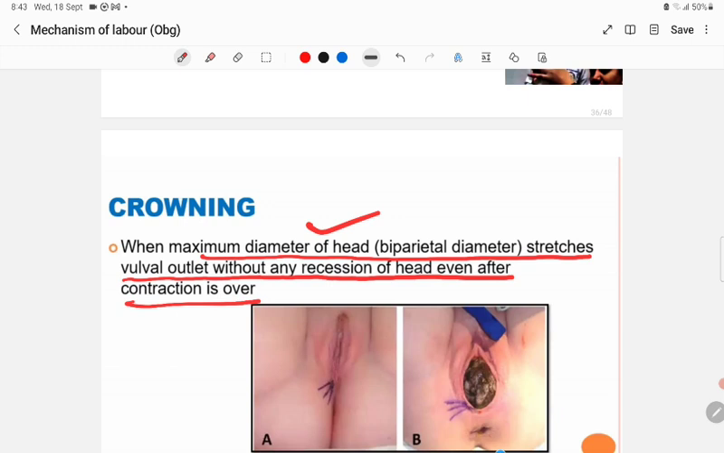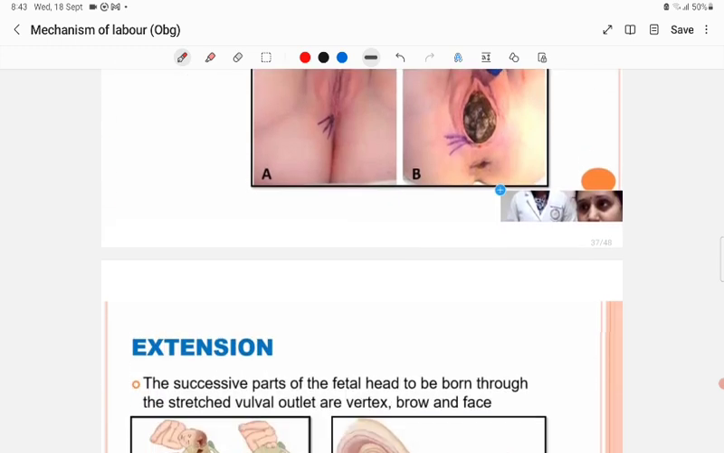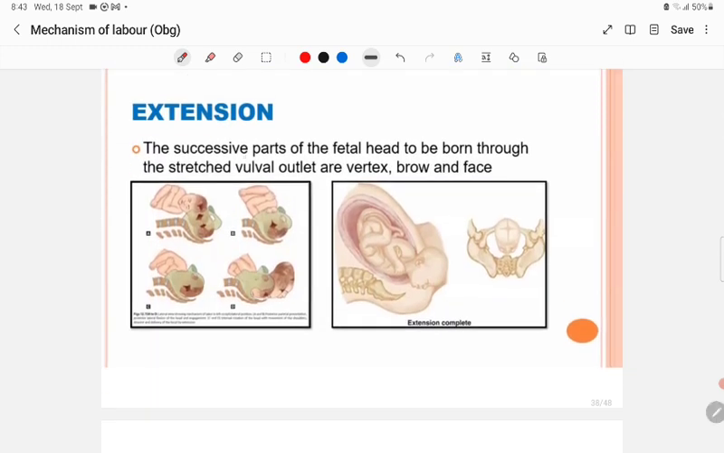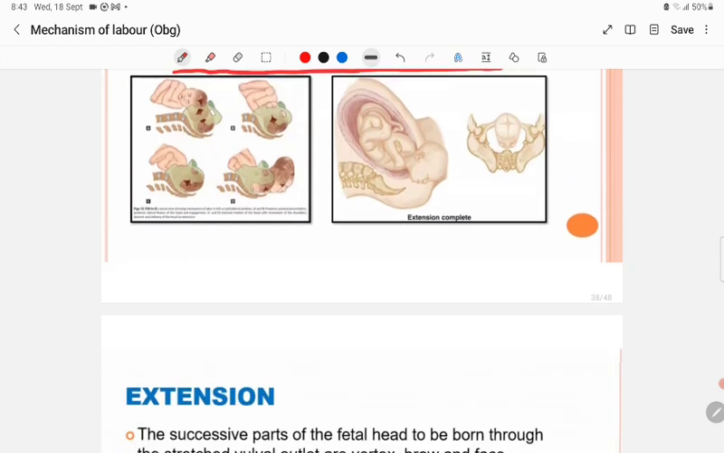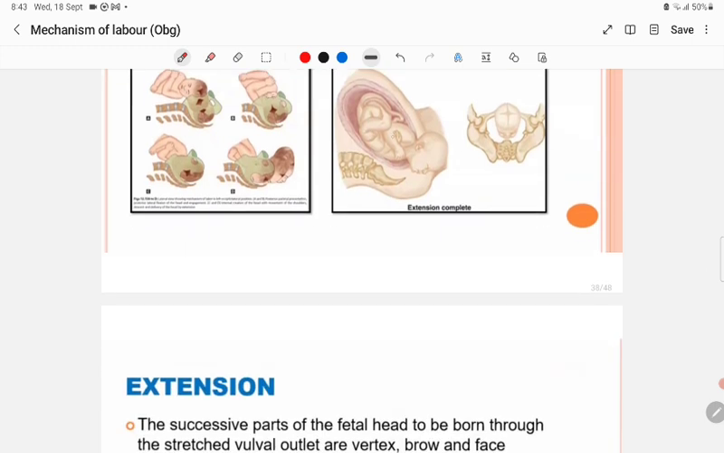Very important. What is crowning? The maximum diameter of the fetal head, that is the biparietal diameter, stretches the vulval outlet without any recession of the fetal head even after contraction is over. Extension is the successive part of the fetal head being born through the stretched vulval outlet: vertex, brow, face. First the vertex is delivered, then brow, then face.